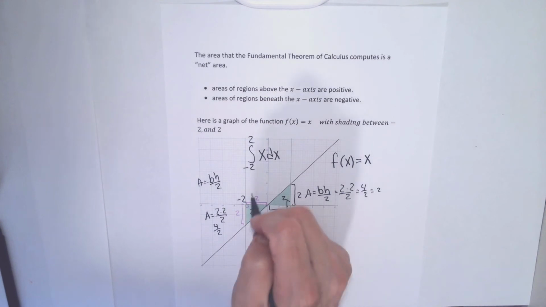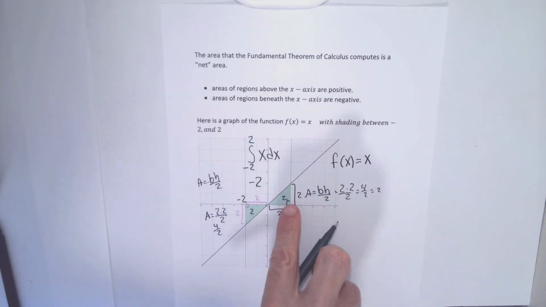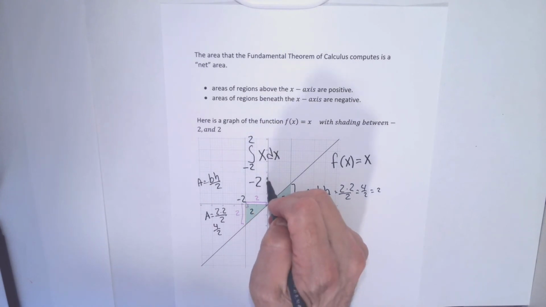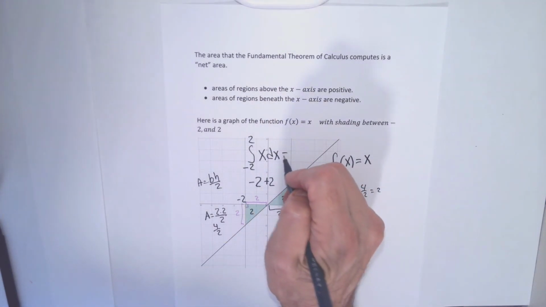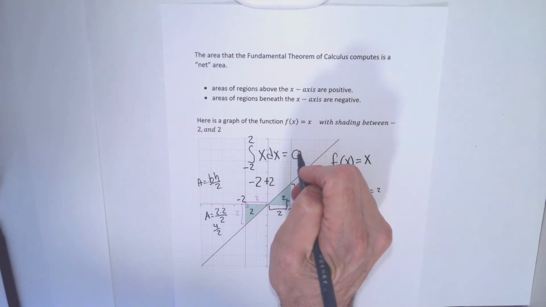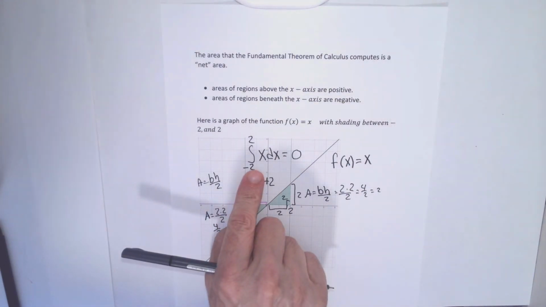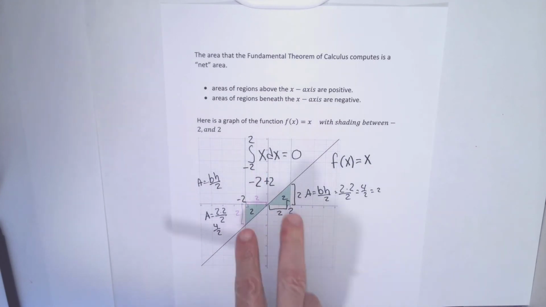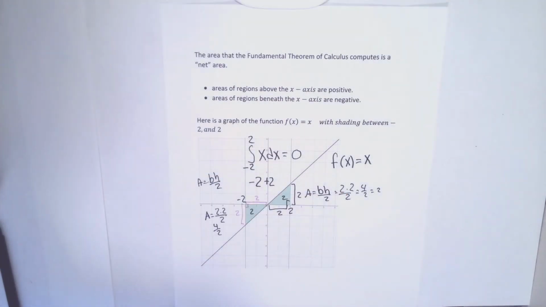Total area is 4. But the integral considers regions beneath the x-axis as negative areas. It's going to say this left triangle has an area of -2. The right triangle, because it's above the x-axis, has an area of +2. The net area, that's why I call this net area, is going to be 0. So if I do this integral, it's going to come out to be 0. It doesn't actually give me the whole area unless the entire graph is above the x-axis.